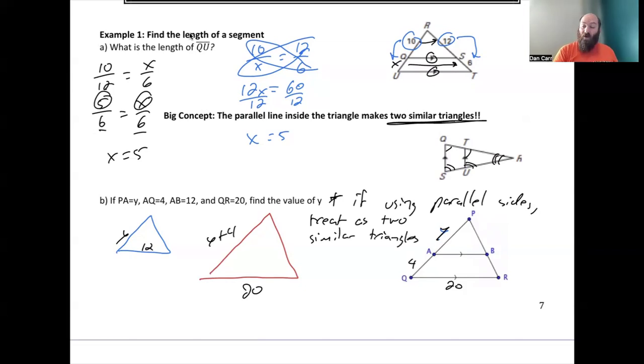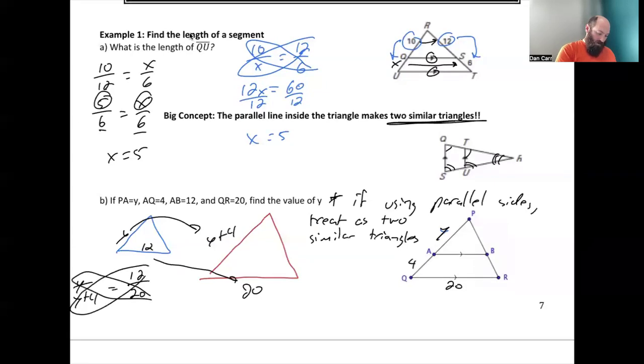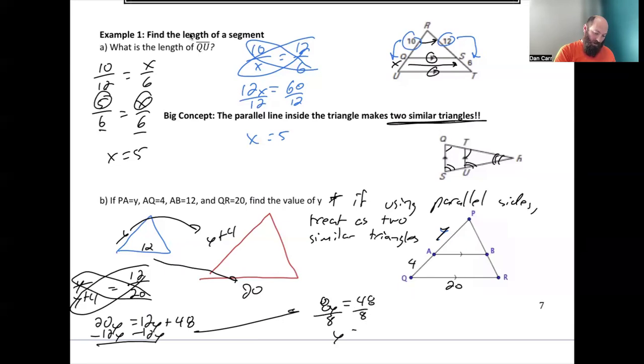Okay, so now I've got it set up right here. I can do my y over y plus 4, 12 over 20. So I can cross multiply here. So I get 20y is equal to, if I distribute the 12 now, 12y plus 48. Subtract the 12y over. So I'll bring it over here now. That's going to give me 8y is equal to 48. Divide by 8, and I get y is equal to 6.